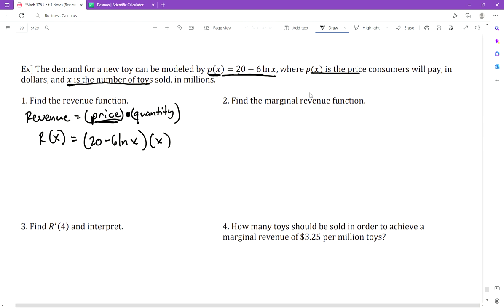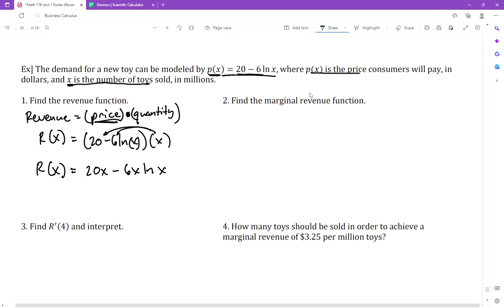Okay, and then we can distribute the x. It might be better to do that. It might not. Maybe there's no difference. So I'm going to go ahead and distribute the x. So let's times each of these. 20x minus 6x ln of x. Okay, so the ln of x is its own function. So don't take that x there and that x and make it x squared. That wouldn't be the same thing.